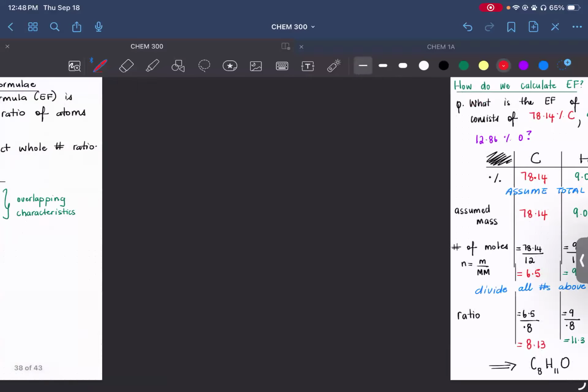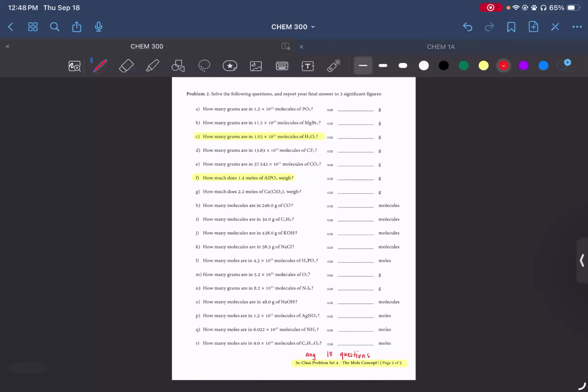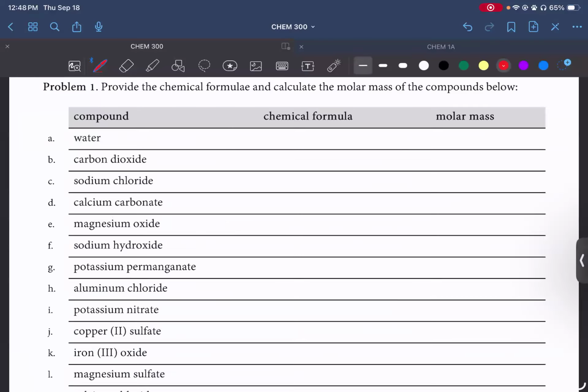Please notice that the very first page says, from the name, give me the formula, then the mass. So this is additional practice for nomenclature, since as you can imagine, it comes in really handy here.